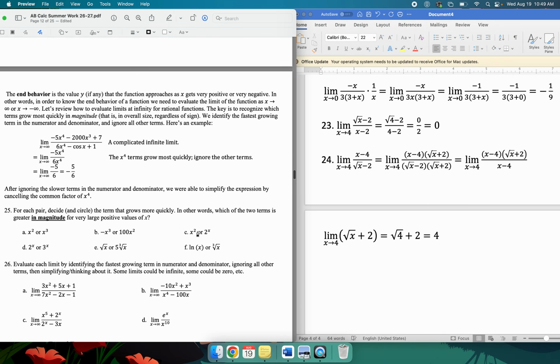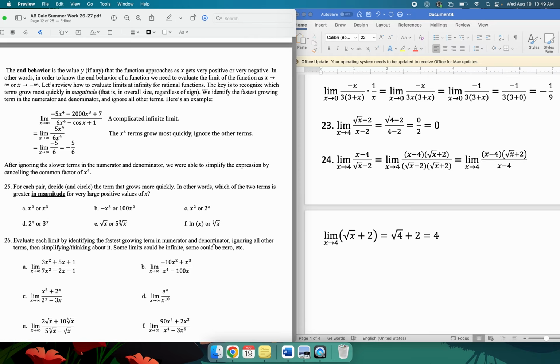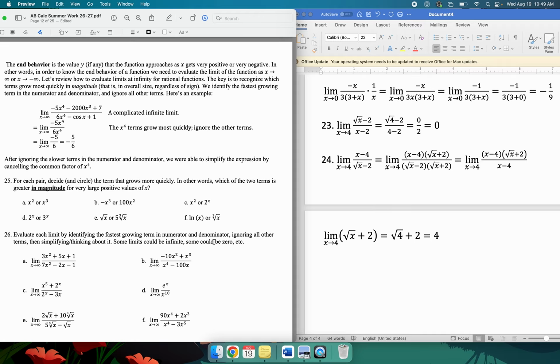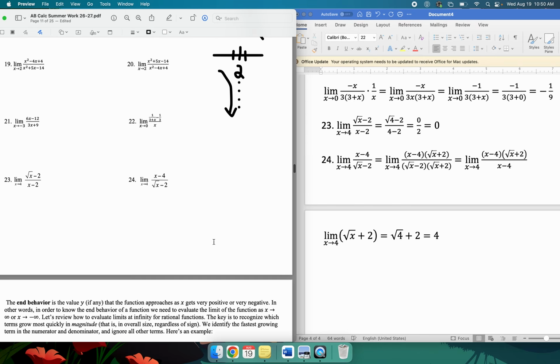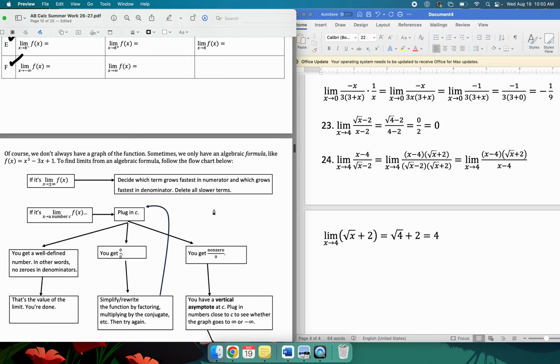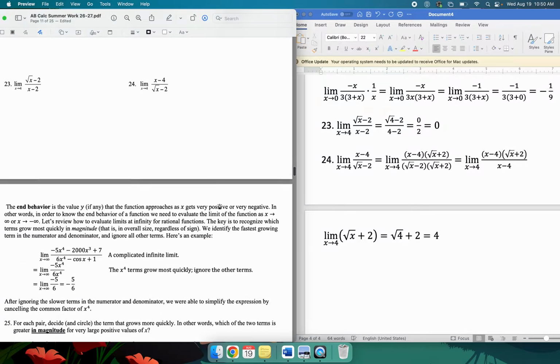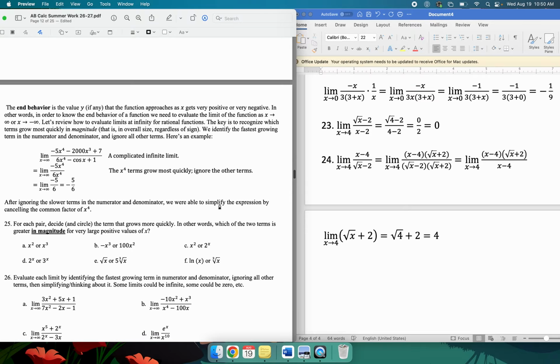So now we move on to evaluating limits as x goes to infinity. These tend to be a little easier than the previous ones. If you go back to the flow chart up here, we're sort of in this case here. If you're looking at a limit as x goes to positive or negative infinity, you need to decide which terms grow the fastest and which ones grow the slowest, and just delete the slower growing terms.